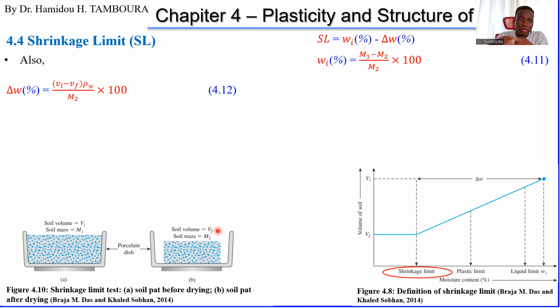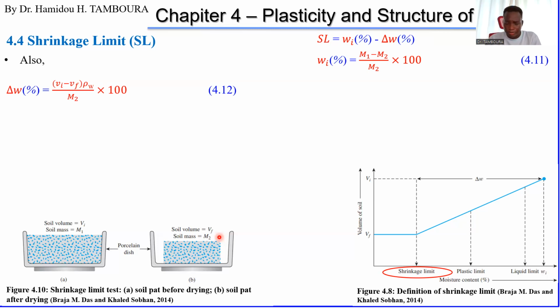I'm not sure you understand that, because as I explained already, the same way we did M1 minus M2 to obtain the mass of the water, by doing V1 minus V2, Vi minus Vf, we will obtain somehow the volume of the water, okay?